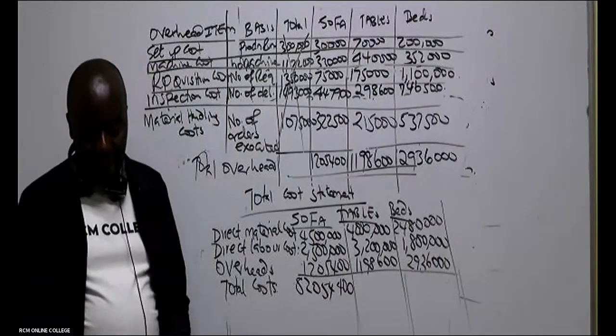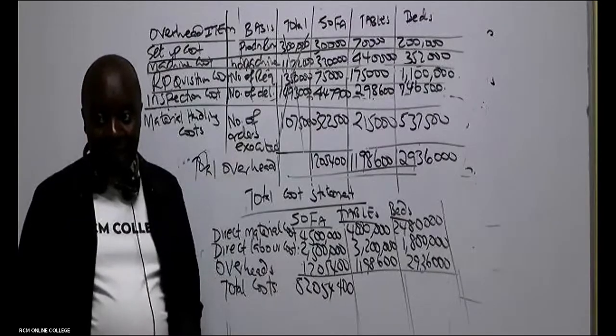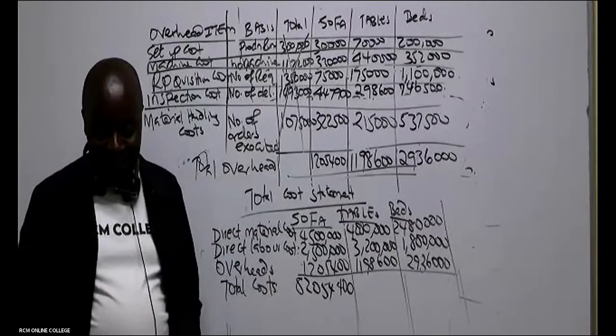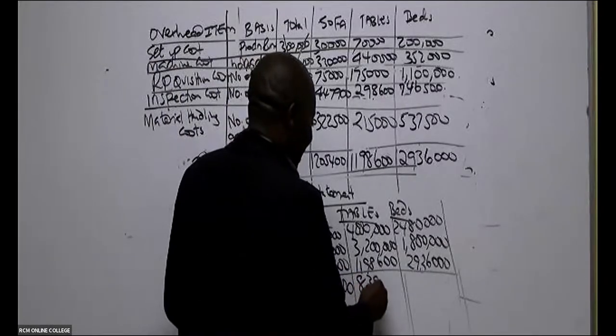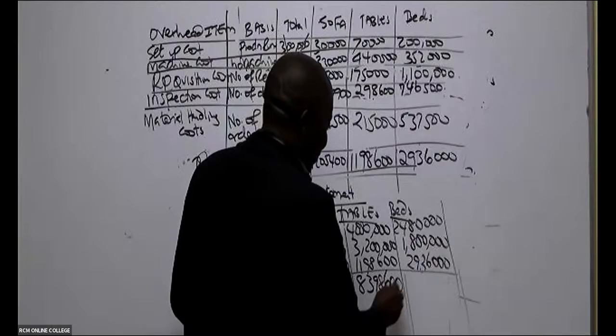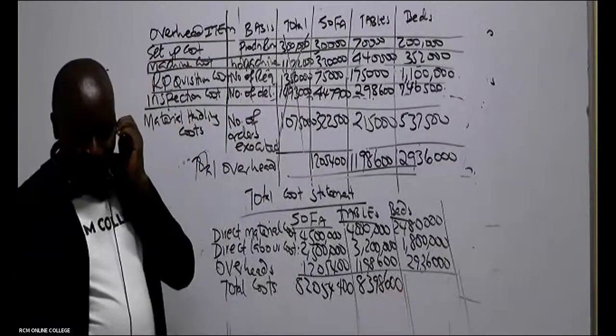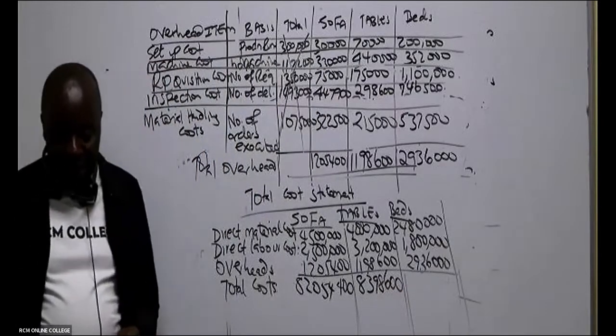You give us an answer. Your answer will be correct. 83,98,600. Then beds. How much do we have for beds?